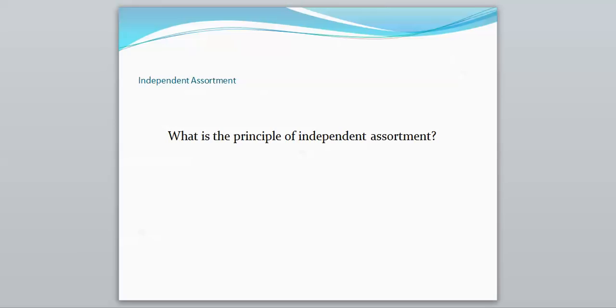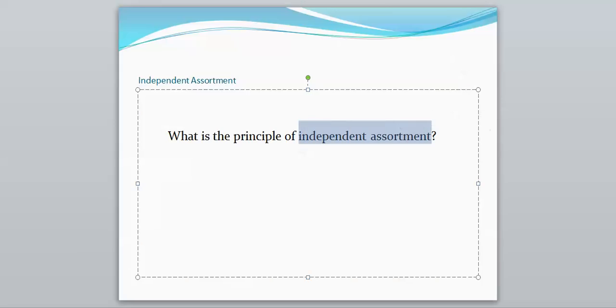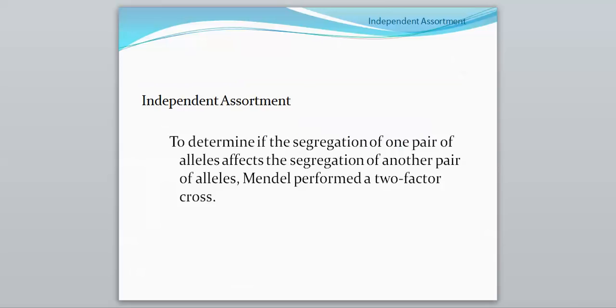So our principle that we're going to look at today is called independent assortment. That's going to be important to know, independent assortment. And how Mendel went about looking at it is he wanted to determine if the segregation of one pair of alleles affected the segregation of another pair of alleles. That's just saying that he wanted to know if tall was connected to wrinkly seeds, or if tall was connected to yellow seeds, or something like that.